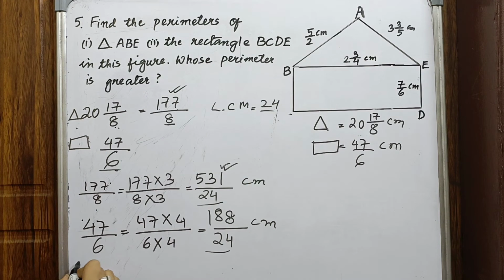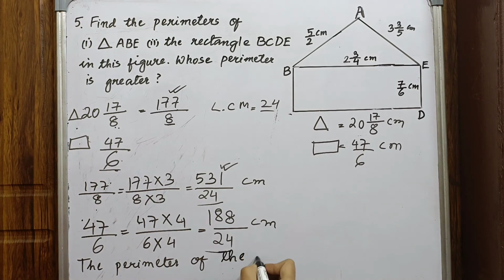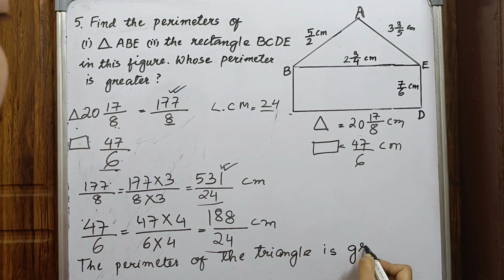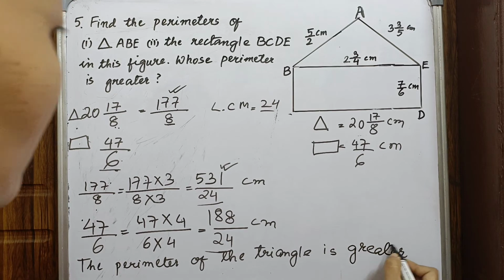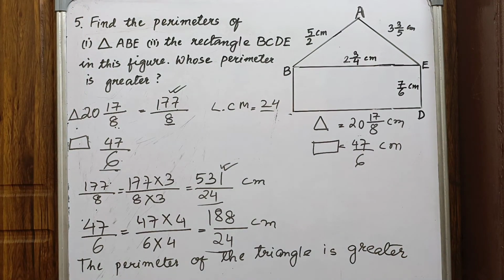So the perimeter, you write the perimeter of the triangle is greater. I hope this is clear to you.